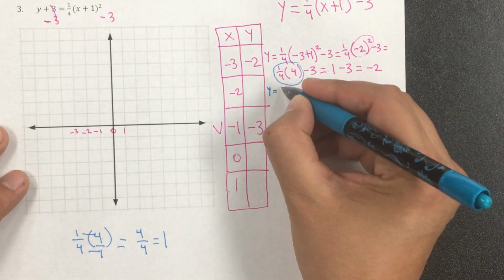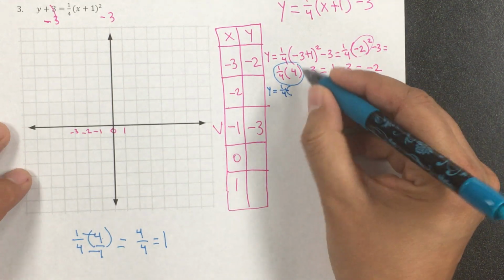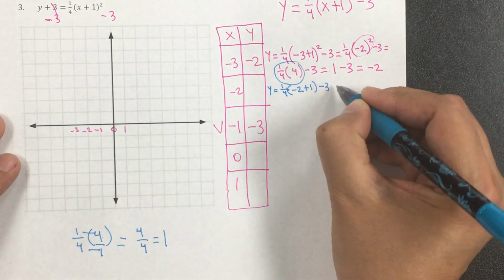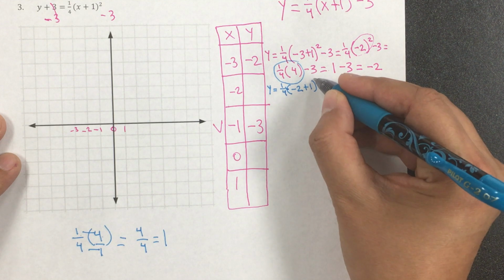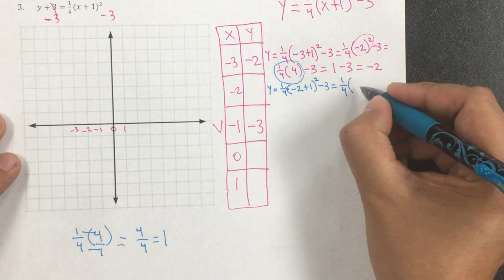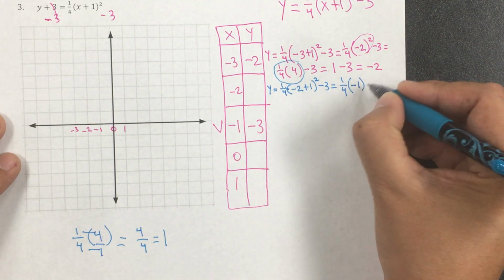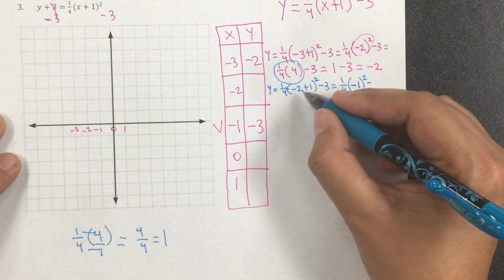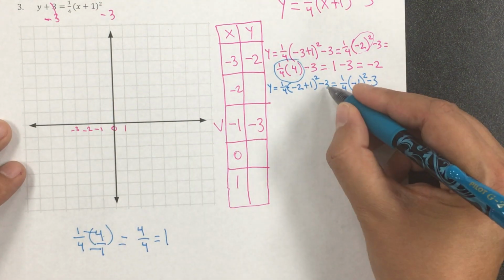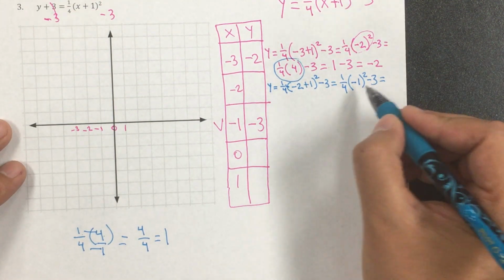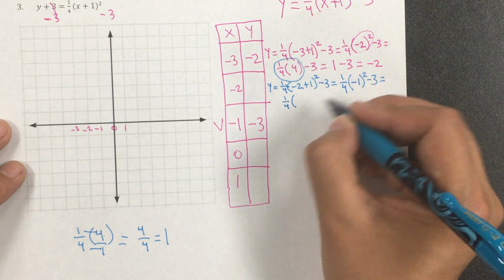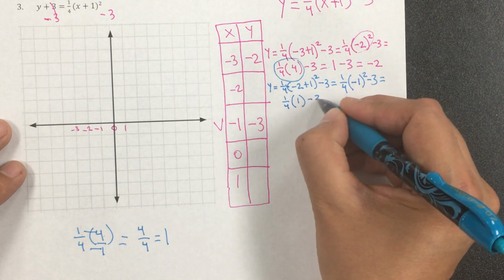The next one is y equals 1/4 times x, which is negative 2, plus 1 minus 3. Oh, I'm missing the square. 1/4 negative 2 plus 1. Different signs, we subtract and leave the sign of the greater one, which is, we subtract 2 minus 1 is 1, and the greater sign is negative. Carry the minus 3. Negative 1 times negative 1 is positive 1, so 1/4 times positive 1 minus 3.